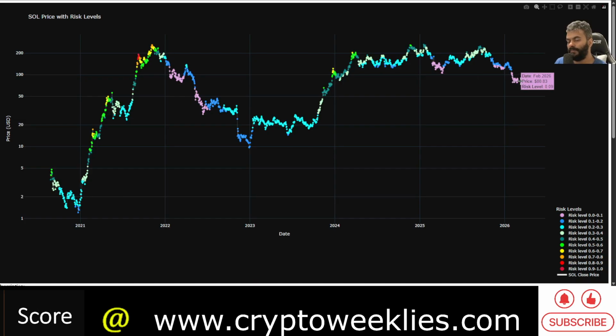Even the 20-week simple moving average price risk has gone down per our models. It's in the lowest risk level at around 0.09.